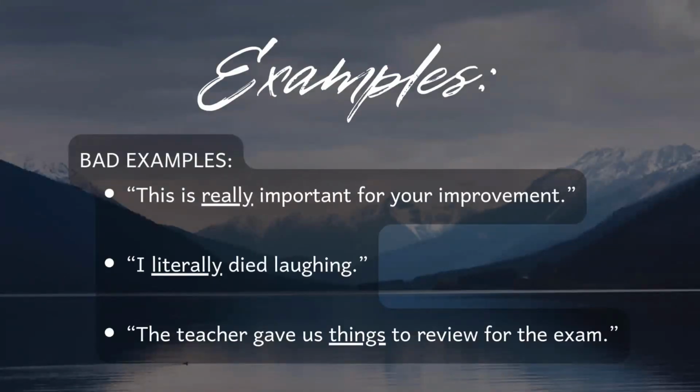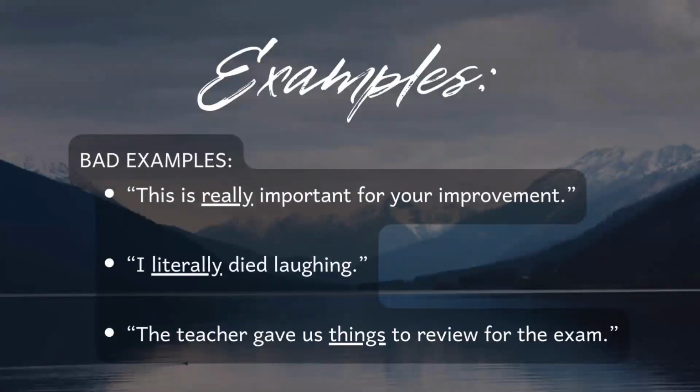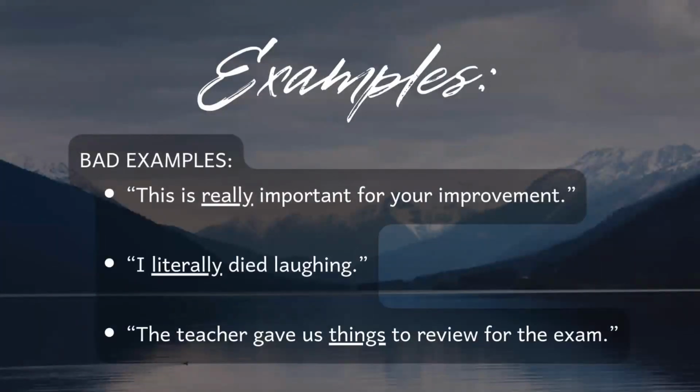And we have the final example, which is the teacher gave us things to review for the exams. Well, what things actually? We need more specification. We need to be more specific. Are those exercises, lectures, summaries? What are you talking about? What main point do you want to mention by saying things? Now, as I say this, it opens up for some possible questions from the readers. That shouldn't really be the case in your essay.